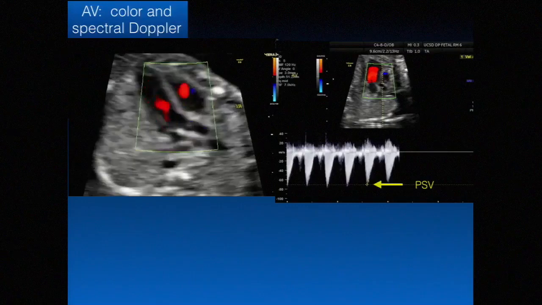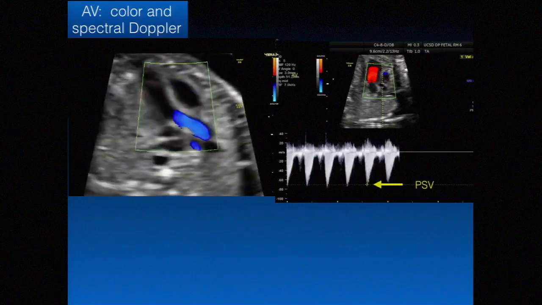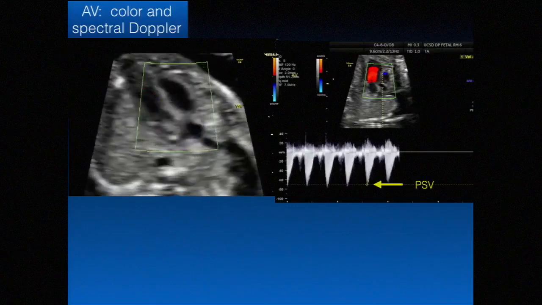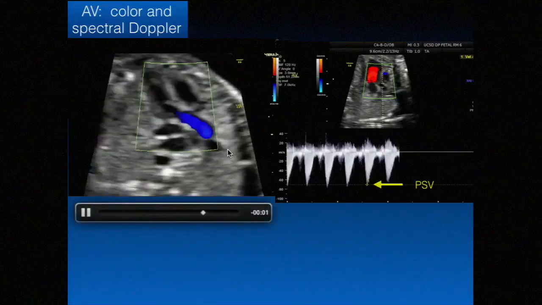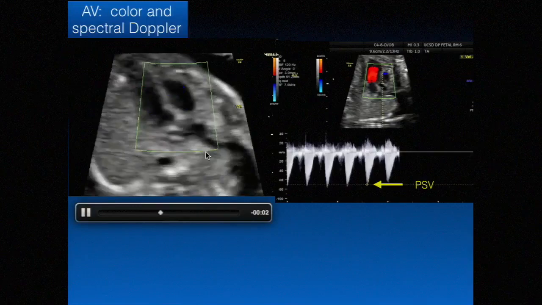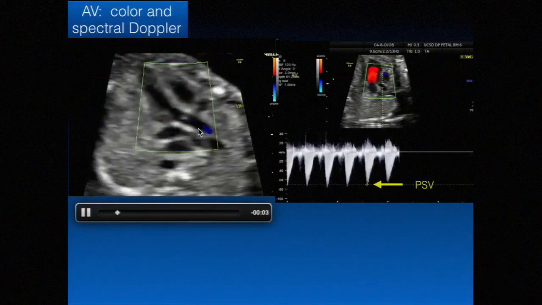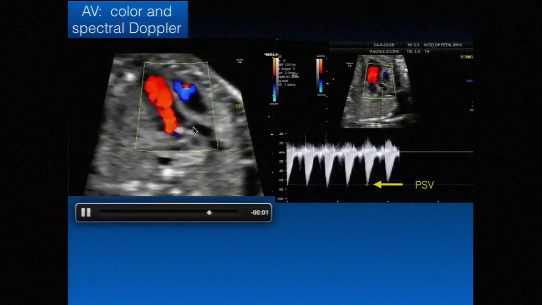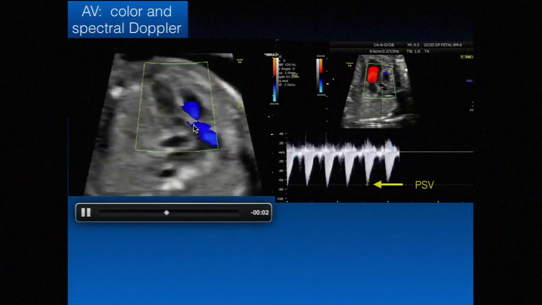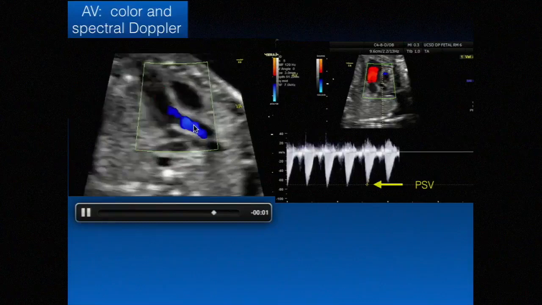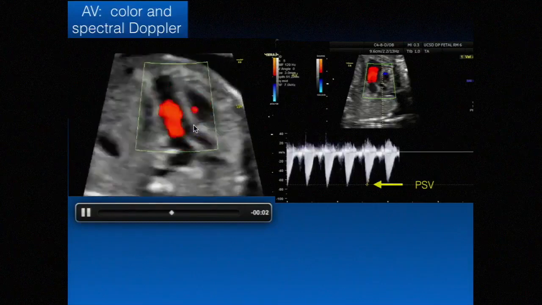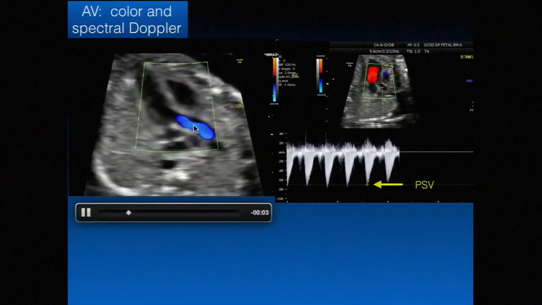Color flow from this perspective is nice also because we have a pretty good angle to look at the flow across the valve. So you should be seeing the flow come all the way across the valve, again, nice and laminar. When you put your Doppler gate on, in this case, you're going to put your gate just past the level of the valve and measure peak systolic velocity. And I like to use just 1 meter per second as my threshold for being normal. So anything under 1 across all the valves.